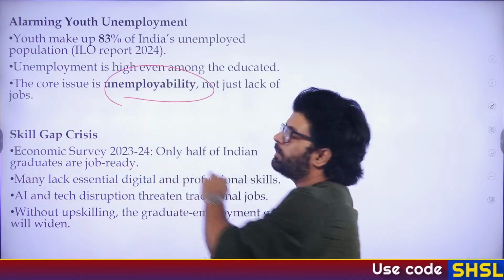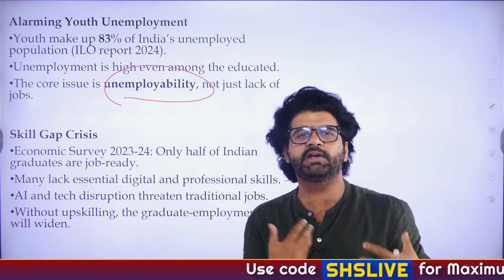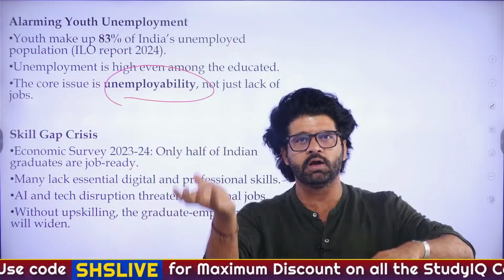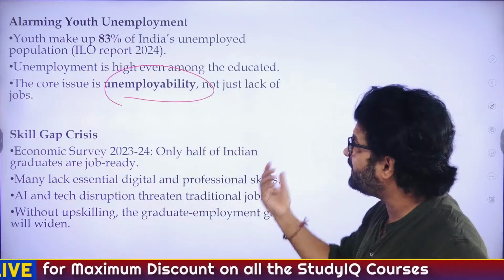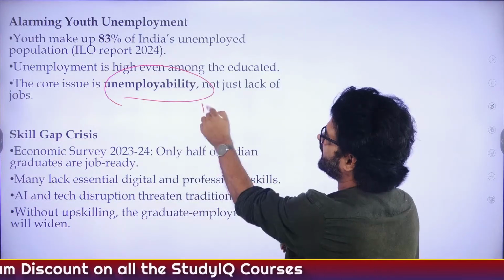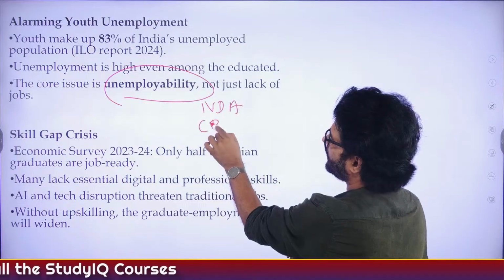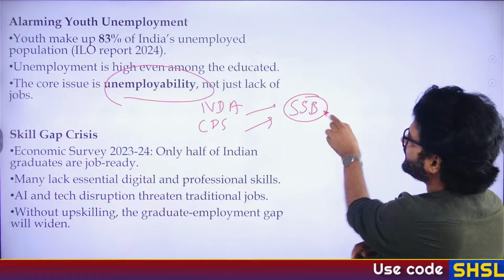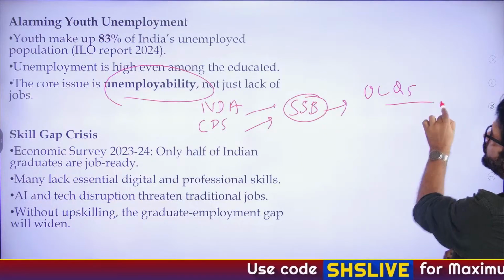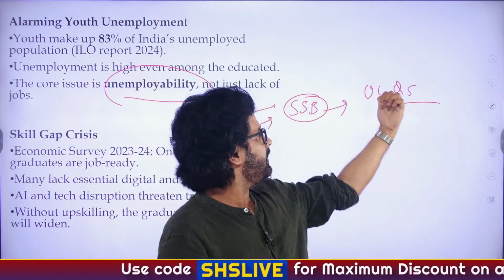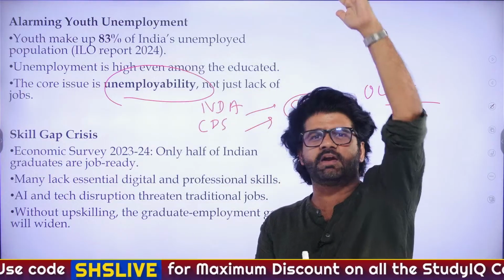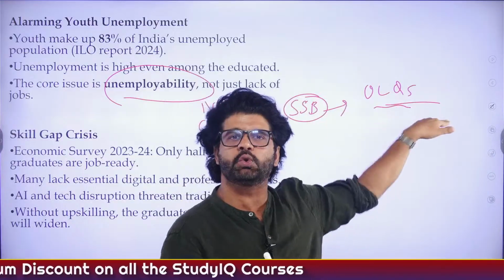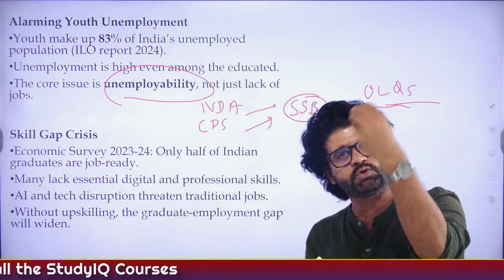The core issue is unemployability. Many of us don't have the proper requisite skills to get a job. In Microsoft and Google, they will interview, but they want certain skills. Not only that, when you do NDA or CDS, you have something called SSB, Service Selection Board. In SSB, they need something known as OLQs, officer-like qualities. They may have so many vacancies for lieutenant, captain, and other posts, but they won't take you unless you have these OLQs. They will keep those seats vacant.